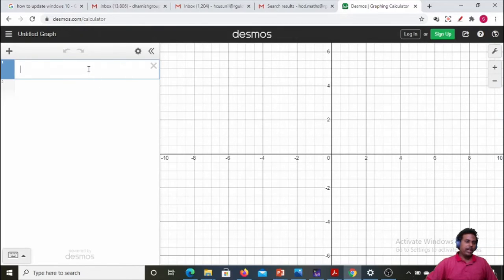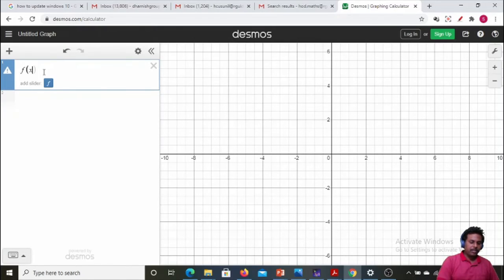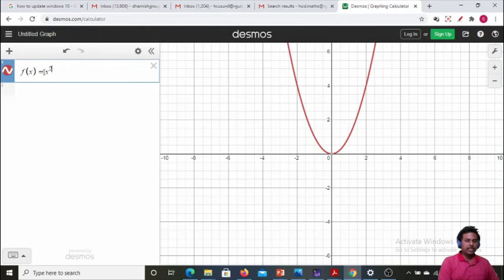So here is the space to give the mathematical expressions. Okay, now let me give a mathematical input. F of x is equal to the function I am giving. F of x is equal to x square, let us say. Now you can see, you can get the graph of f of x is equal to x square, or simply y is equal to x square, and the color of the graph also you can see here.